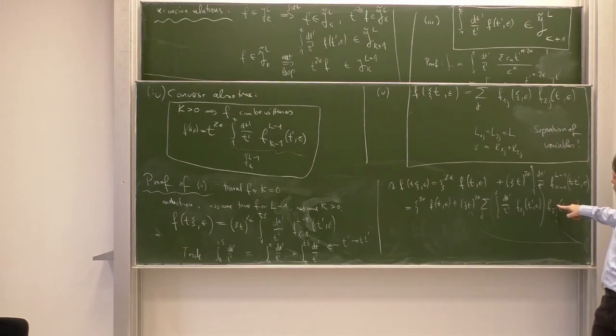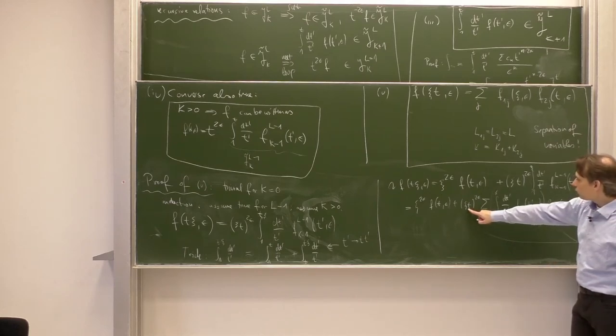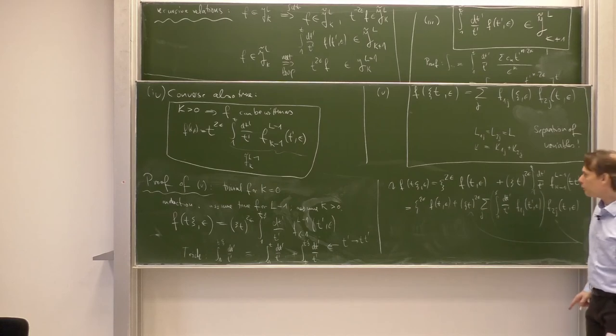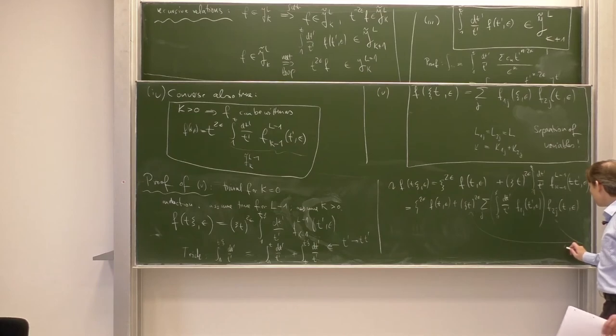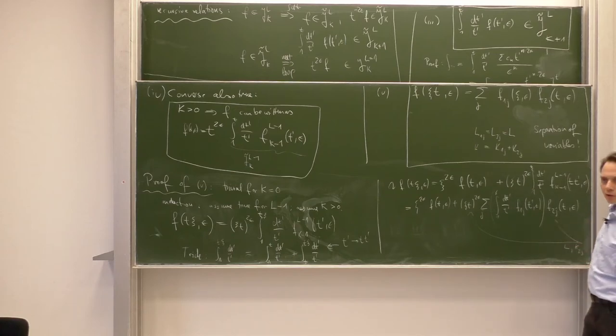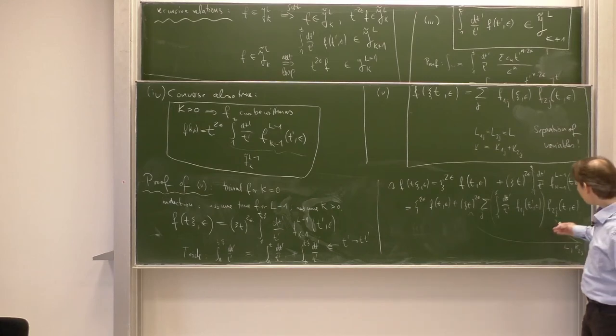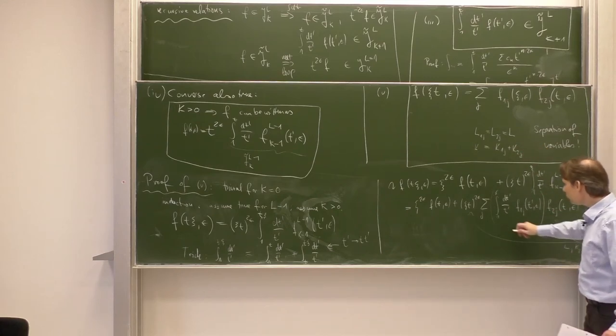This function has loop number l minus 1 and epsilon index kj. Multiplied with this, we get something with loop number L. So this has loop number L and index K2J. And it's of course an element of the respective J set because by construction.